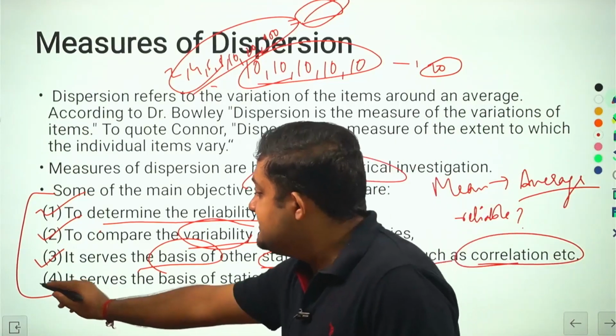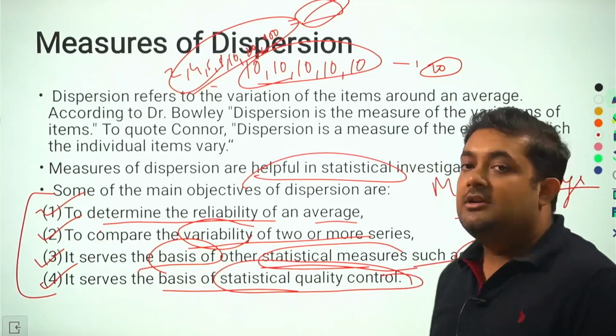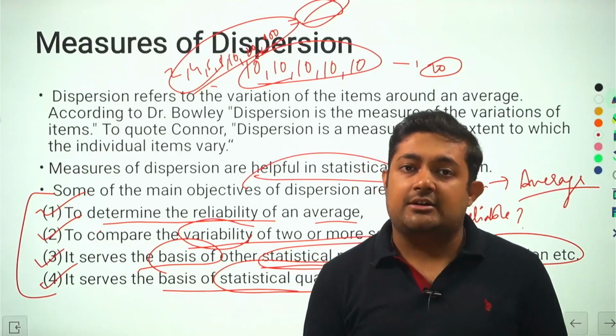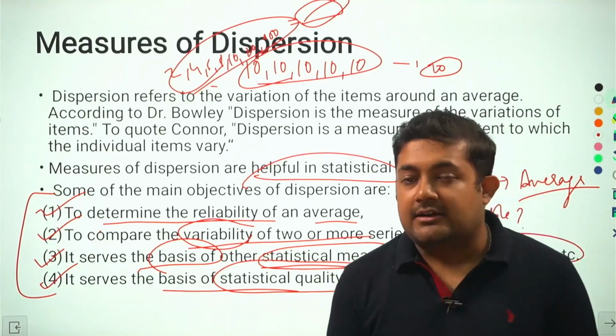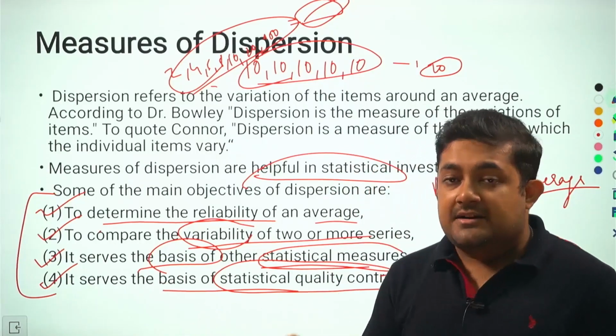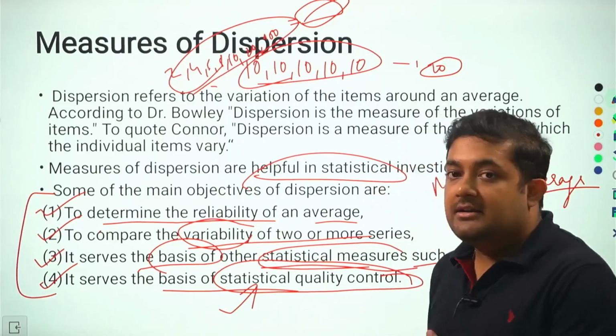And lastly, it serves as the basis of statistical quality control. When you study statistics in the future, you will come across statistical quality control. So measures of dispersion also serve as a basis for statistical quality control.